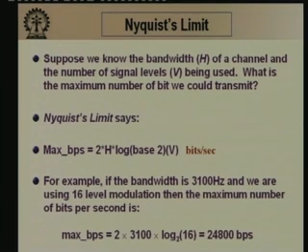V. So, for example, if the bandwidth is 3100 hertz and we are using 16 level modulation, then the maximum number of bits per second is: log of 16 to the base 2 is 4. So, 4 into 2 into 3100, that is 24,800 bps or 24.8 kbps. So, this is the maximum number of bits that we can send through a channel of this particular bandwidth.